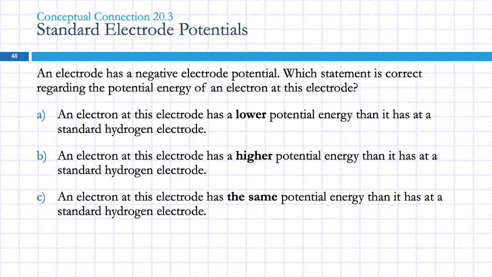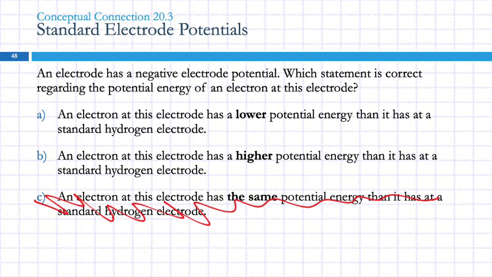So an electrode has a negative electrode potential. Which statement is correct regarding the potential energy of an electron at this electrode? An electron has lower potential energy than at the standard hydrogen electrode. It has a higher potential energy or the same. Well, obviously the same is not right. It's not that one. So he's got the answer. It has a higher potential.